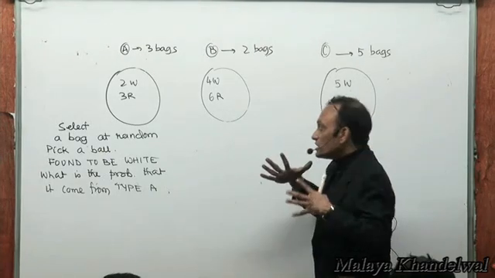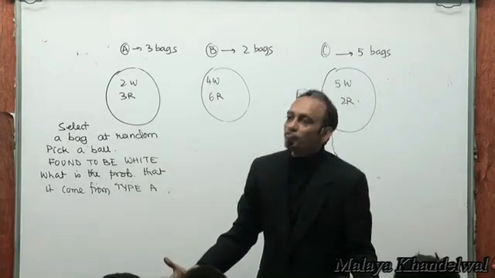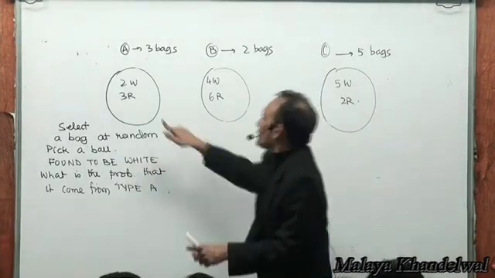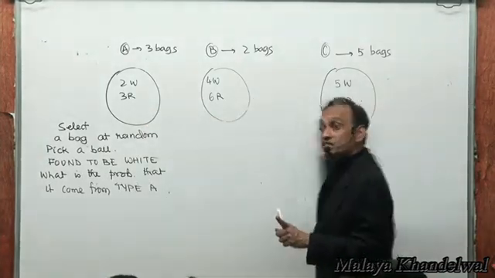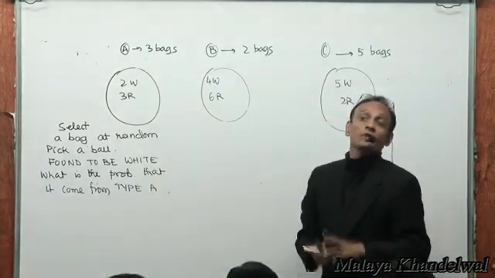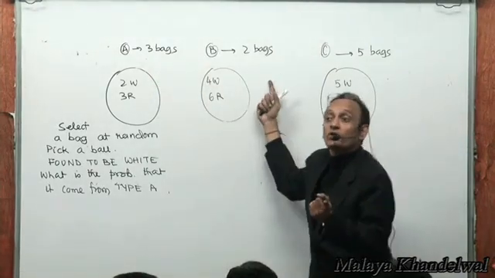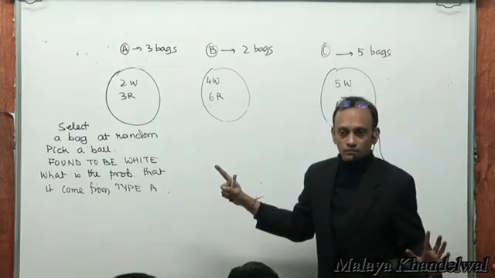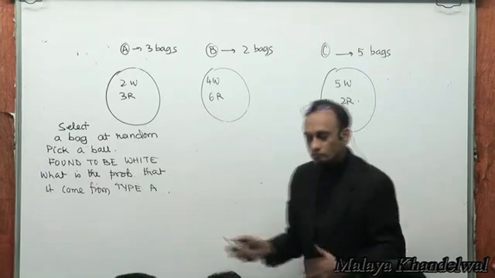The event is what? Occurrence of a white ball. And this event could have been triggered by any one of these 3 events. The type A, type B, type C are the causes of that event. What's the probability that this was the cause? Yes or no?